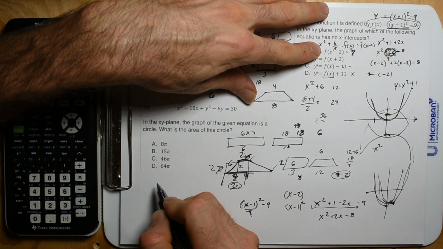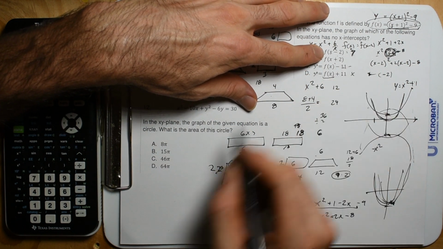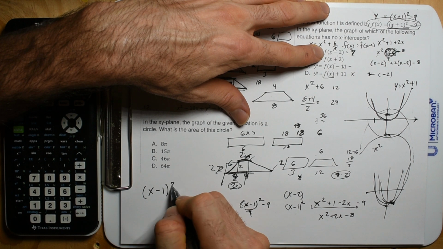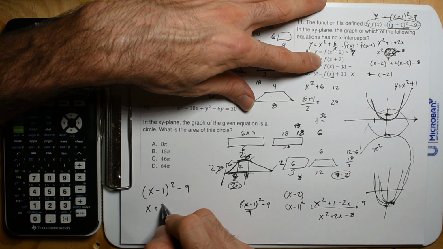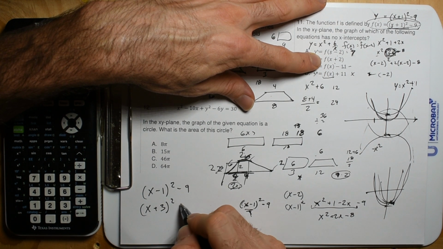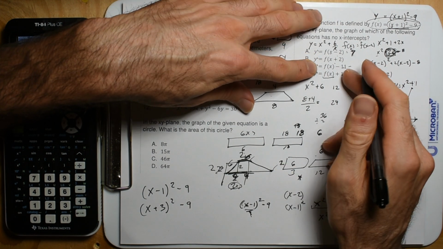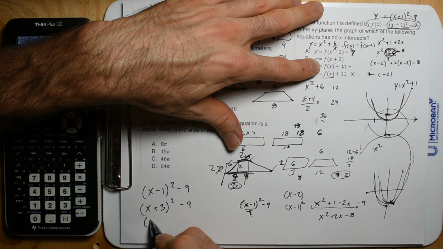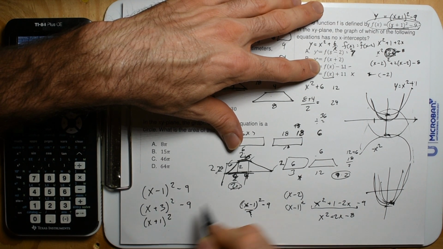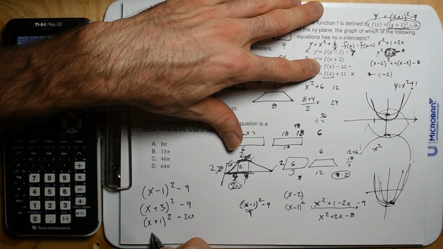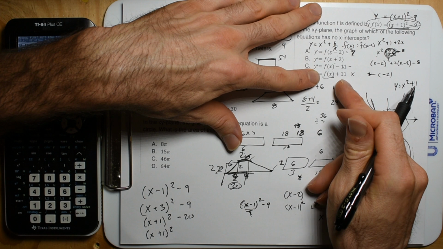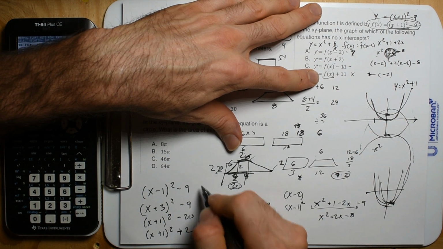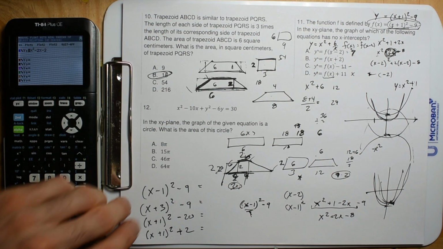I think it's spelled out just in here, because what we're going to have is x minus 1 squared minus 9. That's the first one. The second one is going to be x plus 3 squared minus 9. These ones are going to be x plus 1 squared, but this is minus 20. And then we have x plus 1 squared, and then this is going to be plus 2.